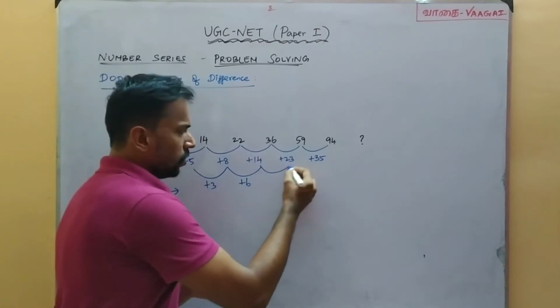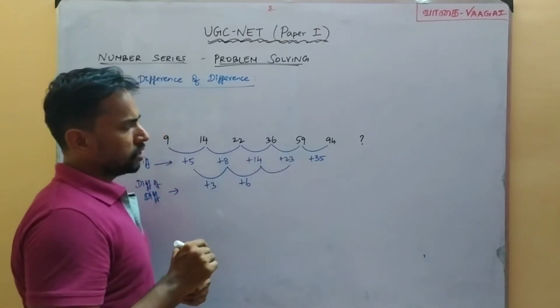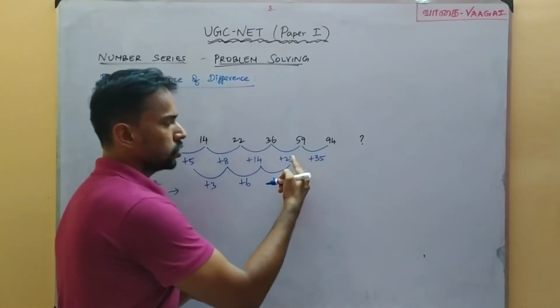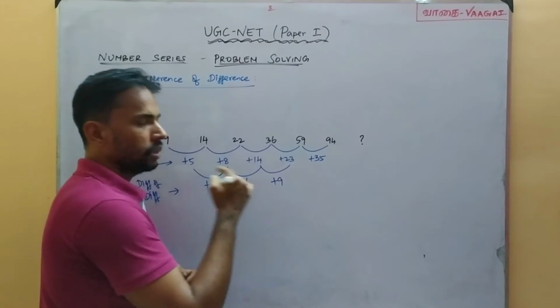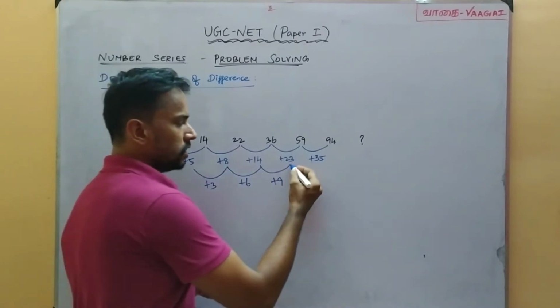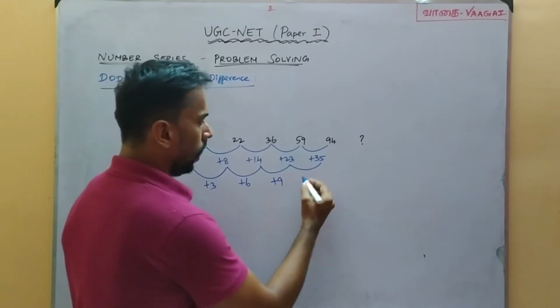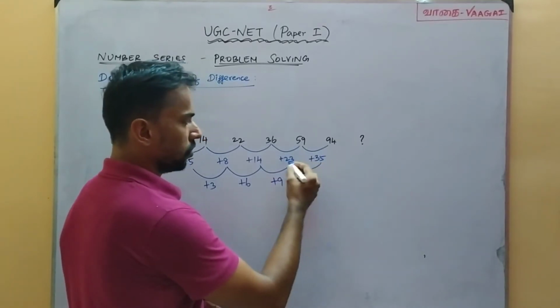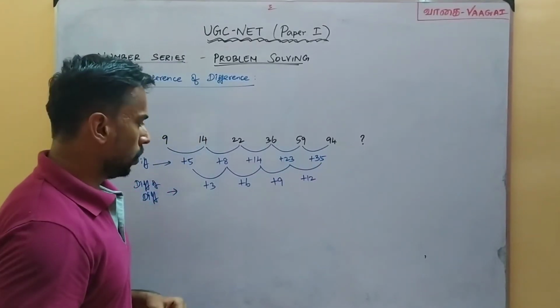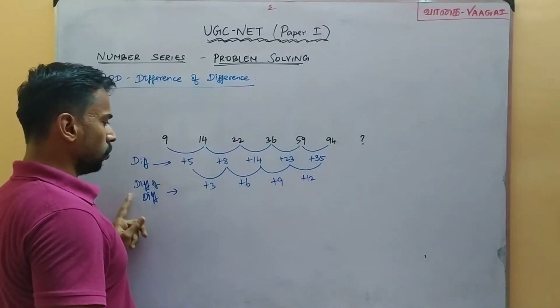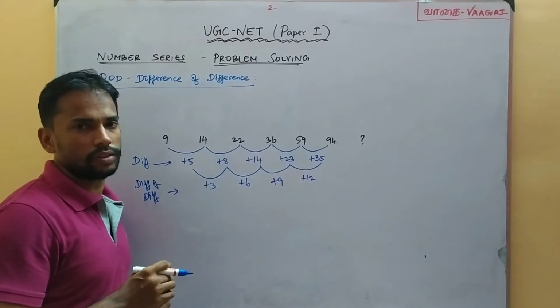Next, 14 to 23. How much is to be added? We need to add 9. So 23 minus 14 is plus 9. And next one more, we have 23 to 35. Here we need to add plus 12. It's very easy for us to say plus 12. So now what we have recorded here is what we call the second level difference, and that is the difference of difference.